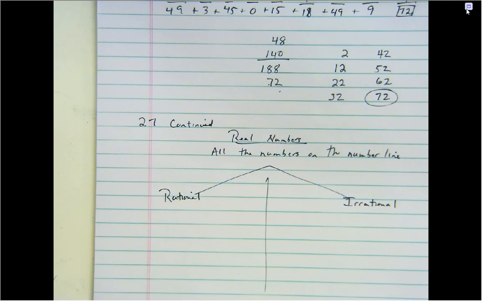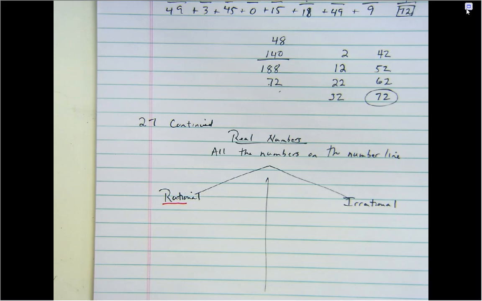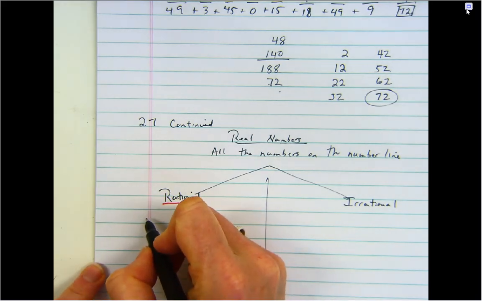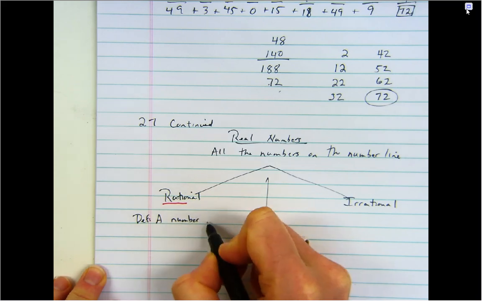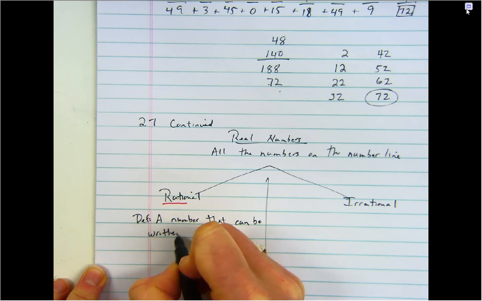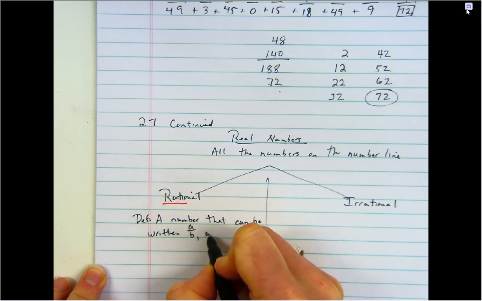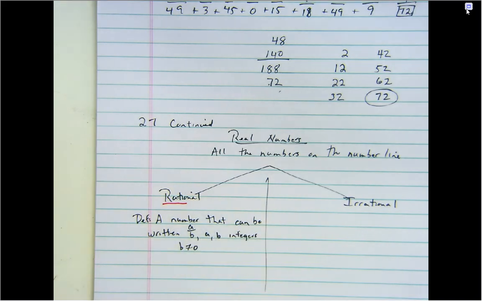Rational, does anyone remember the definition of rational, or how you can think of rationals? Right, fractions, ratios, yeah, good. So you see that word ratio in there, that reminds you rational numbers can be written as fractions. So a rational number has a definition: a number that can be written a over b, where a and b are integers, and b is not 0. Okay, so you hopefully have that in your notes from last class.